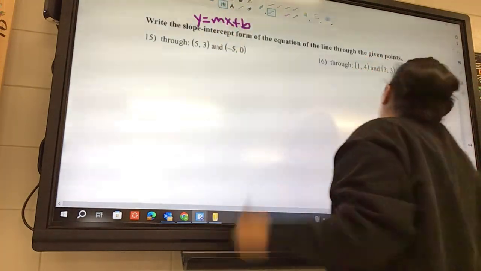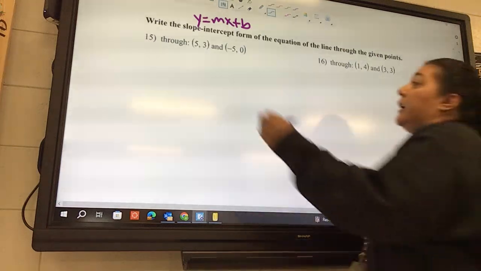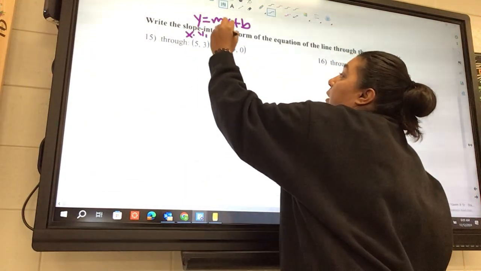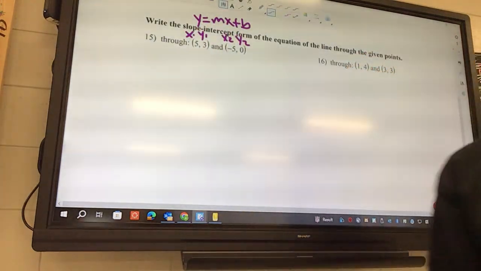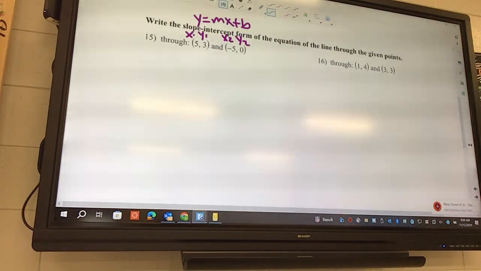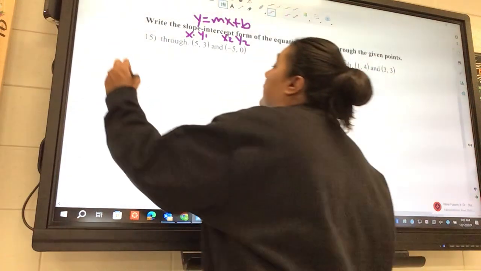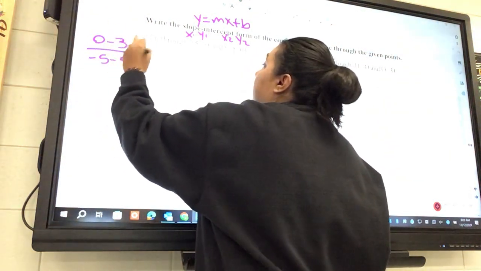Okay, and we're going to start off with Formula 1. So we need to find the m for starters. So we're going to say x1, y1, x2, y2. And we have to do all 3 steps, so write small, save yourself some room. So it's going to look like 0 minus 3 over negative 5 minus 5.